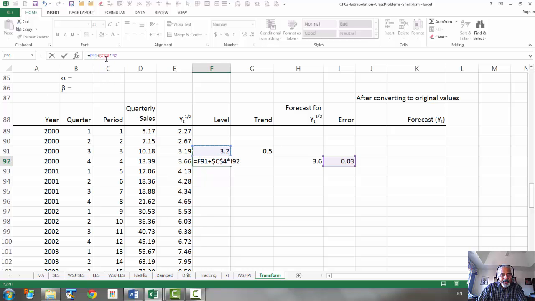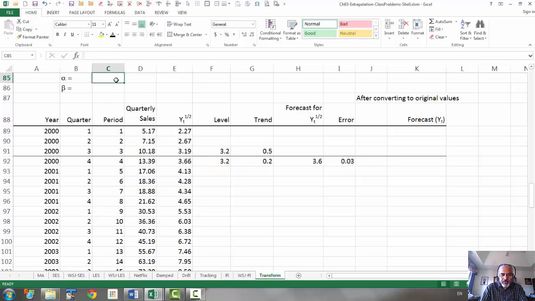plus the alpha value, which must come from here, and we have to enter a trial value there, which we will do in just a second. So F91 times C85 and then I92. So that's good. So let's say we use 0.2 and 0.3.